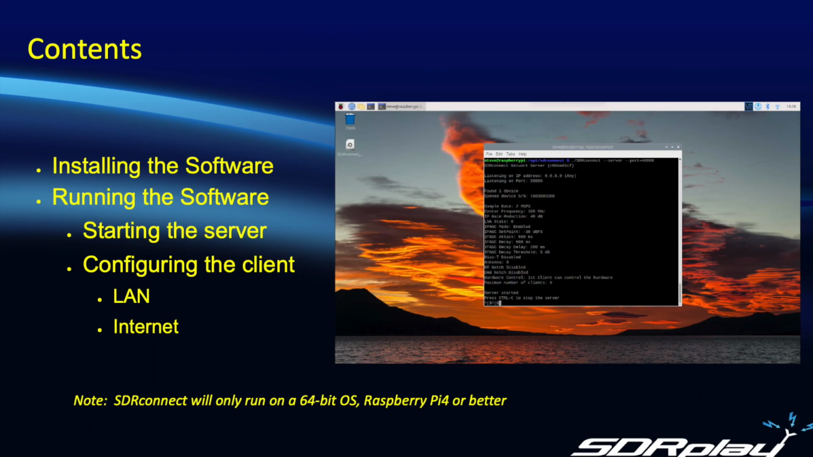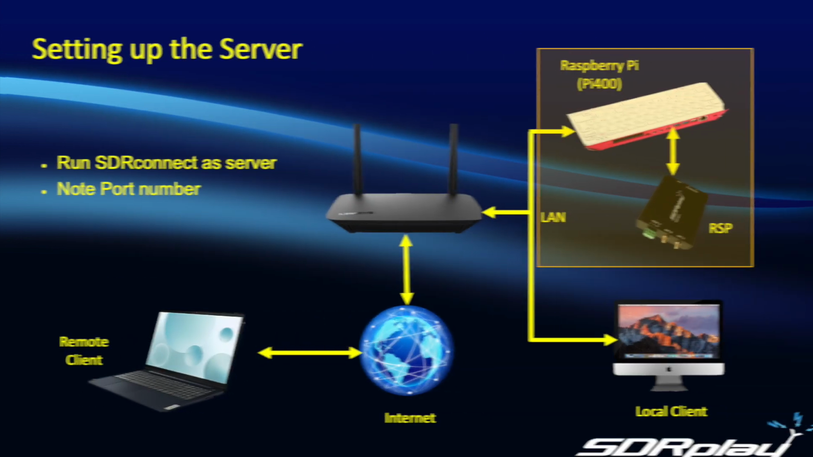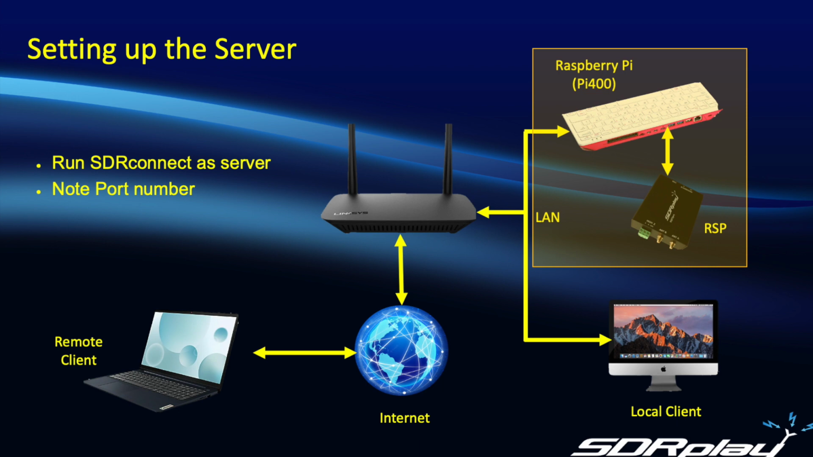First up, we'll go through installing the software on the Pi and then actually running the software to start the server. Then we'll look at configuring the clients, both on your local LAN and remotely via the internet. So let's get started by setting up the server. Essentially, all we have to do is install the software, then run SDRconnect as a server, and the only thing we need to note is the port number in use.